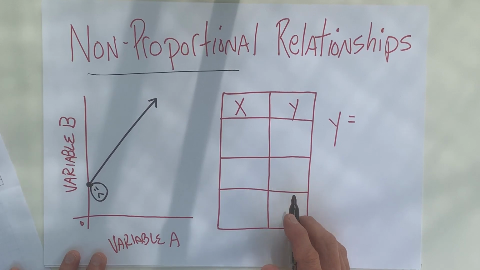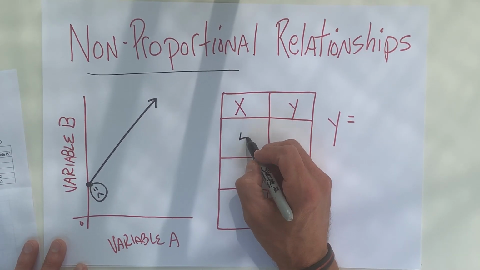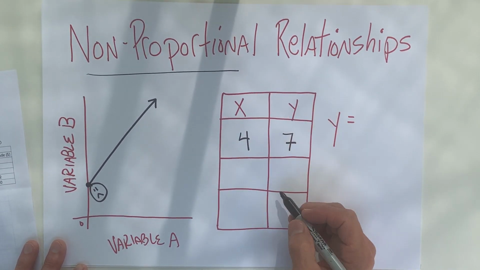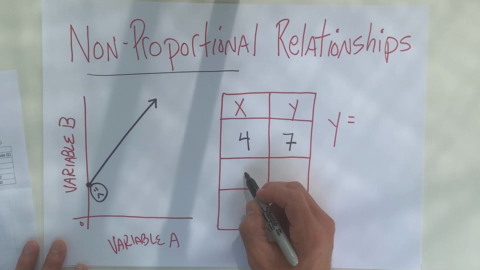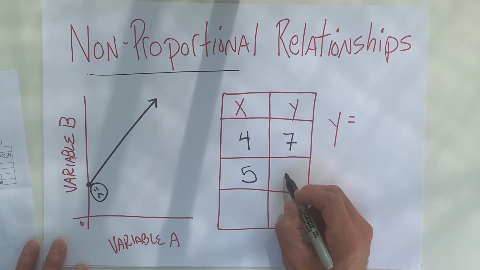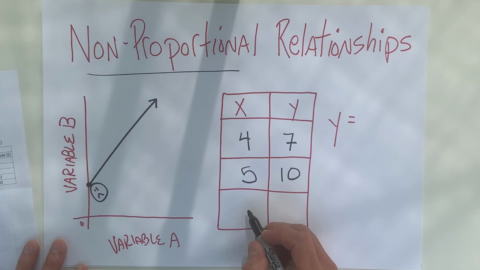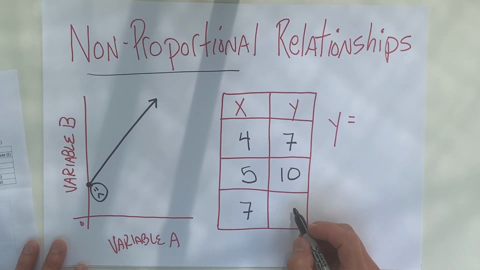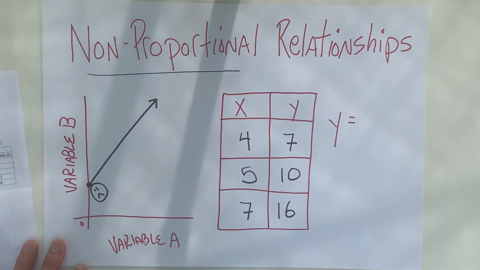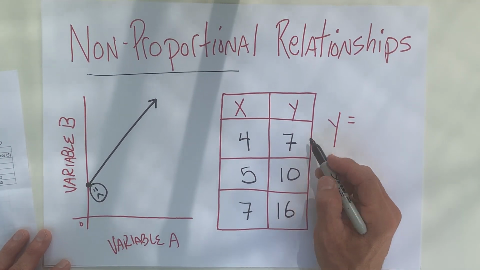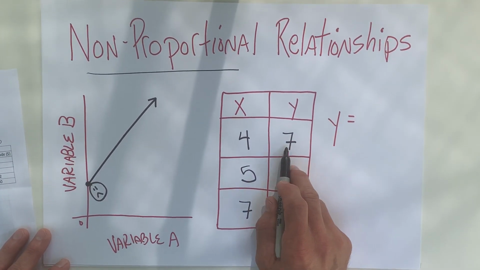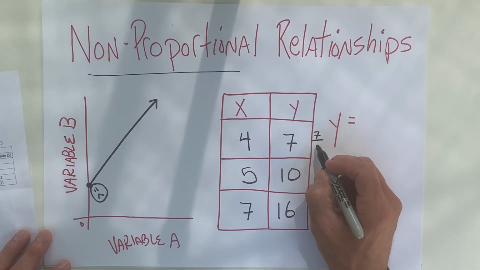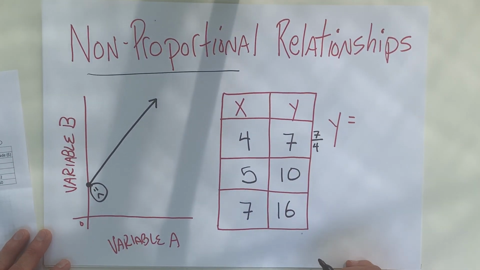In a table setting, you might have something like 4 with a 7, 5 with a 10, and a 7 with a 16. Now what I would observe here is that if I divide my y and x, 7 divided by 4, that's going to be a decimal.